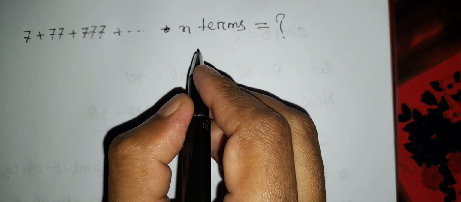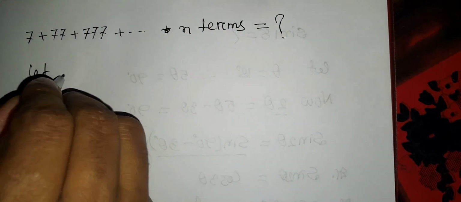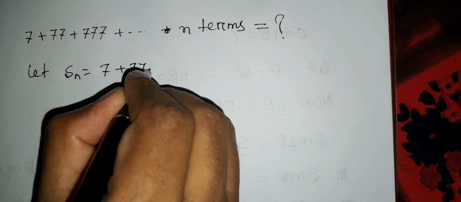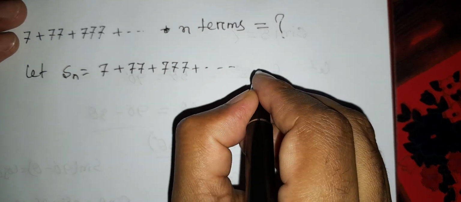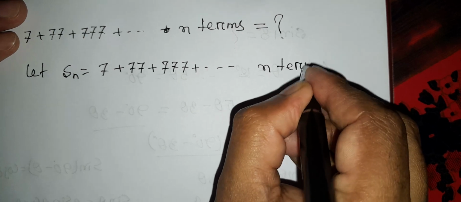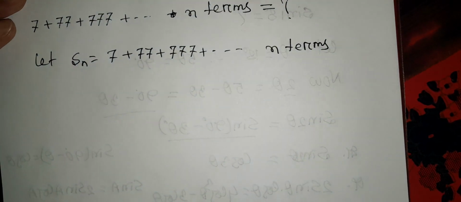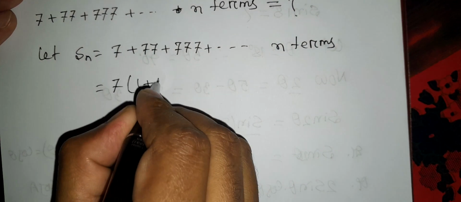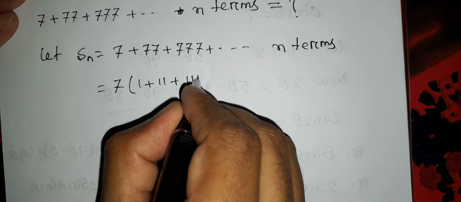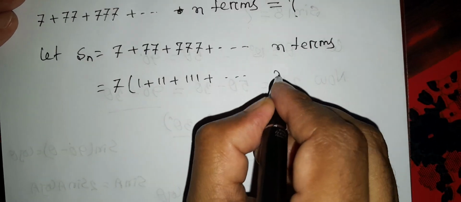Today we will find out the sum of 7 plus 77 plus 777 plus dot dot dot up to n terms. Let S_n equal 7 plus 77 plus 777 plus dot dot dot up to n terms. Okay, we take 7 common: 7 times (1 plus 11 plus 111 plus dot dot dot up to n terms).